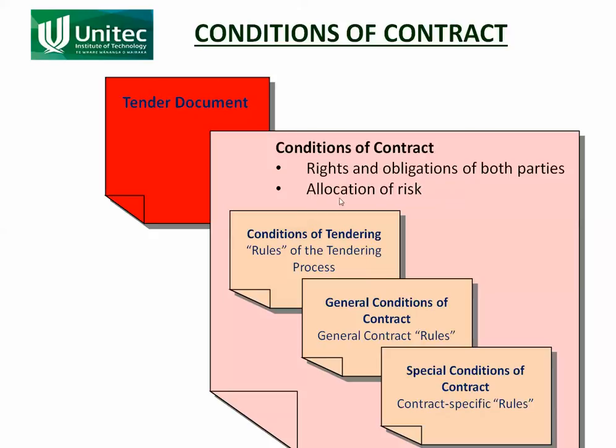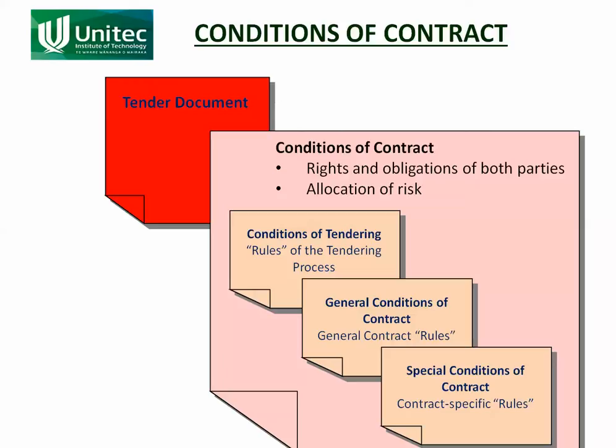The conditions of contract also allocate risk. Remember, risk is the things that can go wrong, the things that can stop you from achieving your project objectives. For example, you want to bring it in on time, you want to bring it in on budget, you want to bring it in to quality. There's lots of things that can happen that stop you from achieving that.